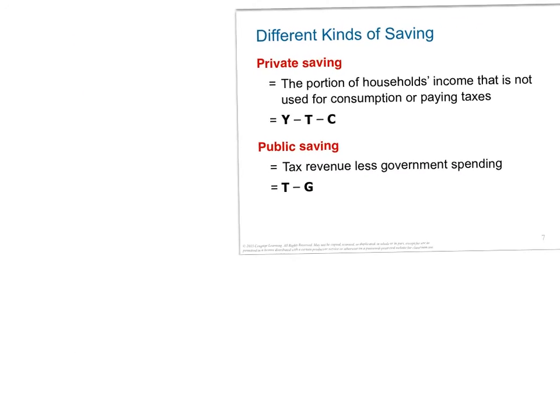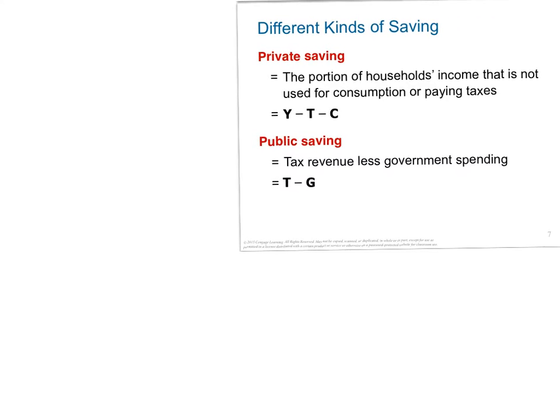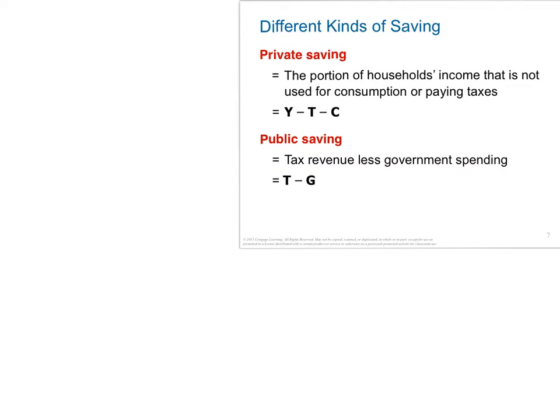We are going to talk about important identities in this part. What is an identity? An identity is an equation that must be true because of the way the variables in the equation are defined. Identities are very useful because they clarify how different variables are related to one another.